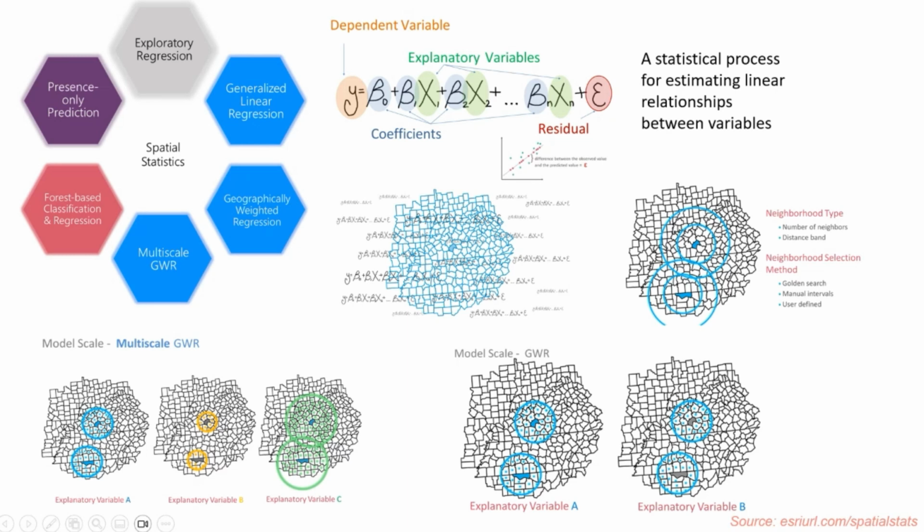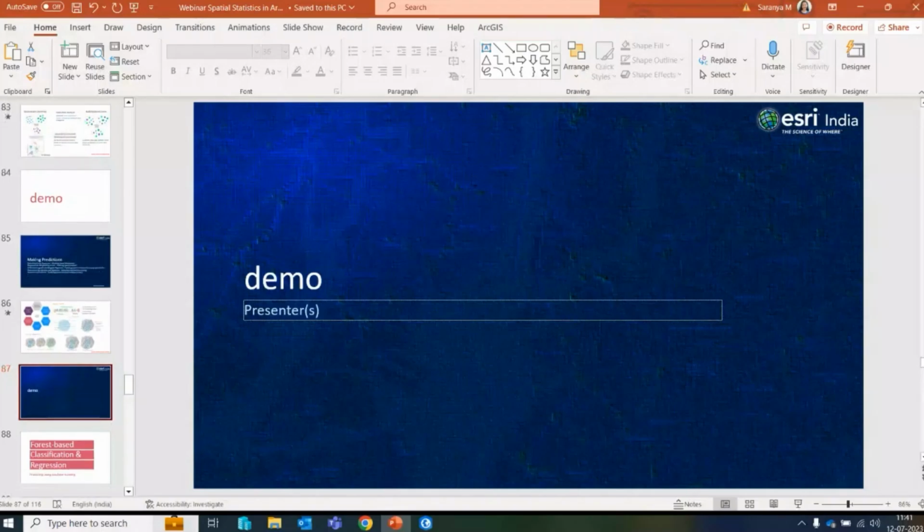Why is this important? If you think about it logically, property prices might change within a 5 kilometer radius, but temperature may not change within a 5 kilometer radius, right? Temperature would require a bigger search distance. So each spatial phenomenon might have a different scale of neighborhood. Multi-scale GWR gives you that flexibility. So let us see a quick demonstration of that.